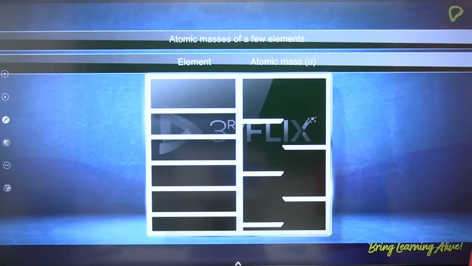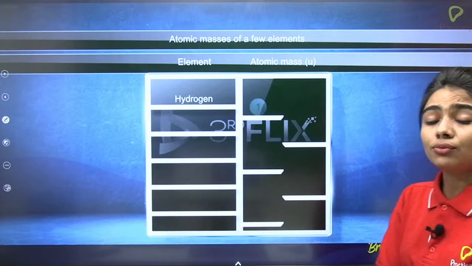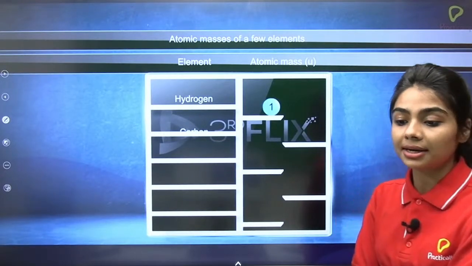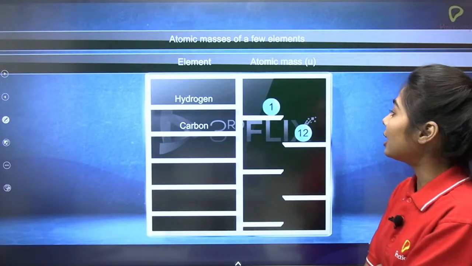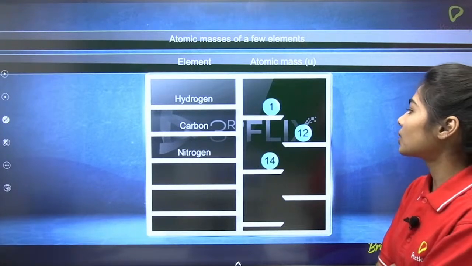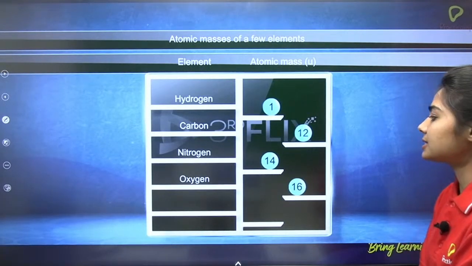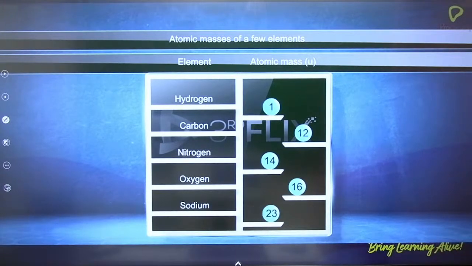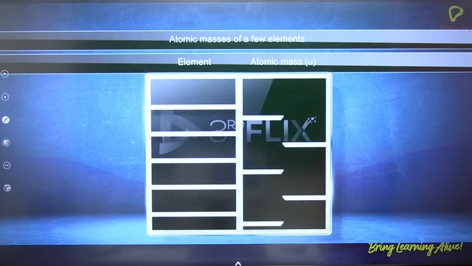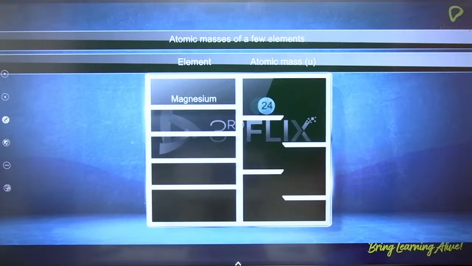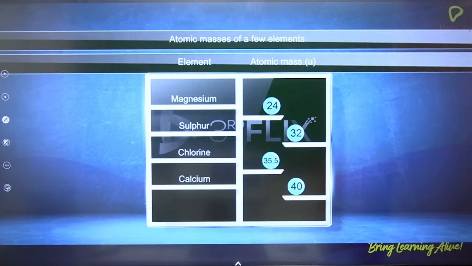If you see the atomic masses of the elements, which are also present in your NCERT table, remember these: hydrogen atomic mass 1, carbon 12, nitrogen 14, oxygen 16, sodium 23. Let's see other elements also. For magnesium it is 24, for sulfur 32, for chlorine 35.5, for calcium 40.